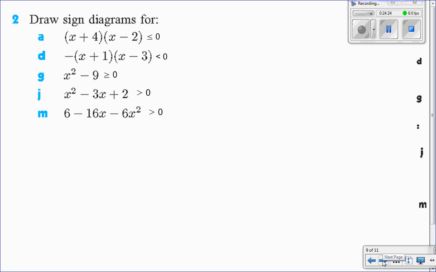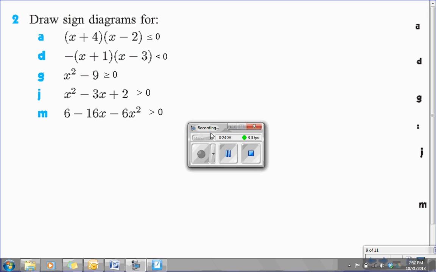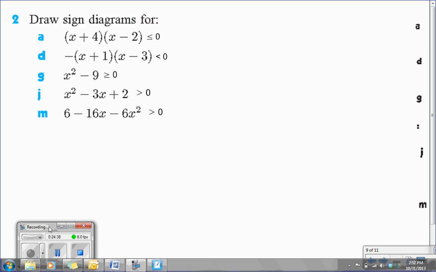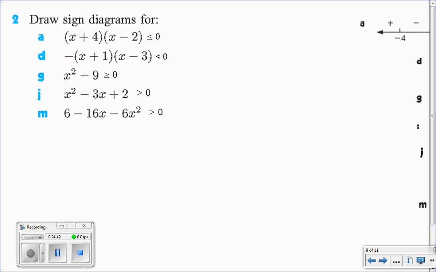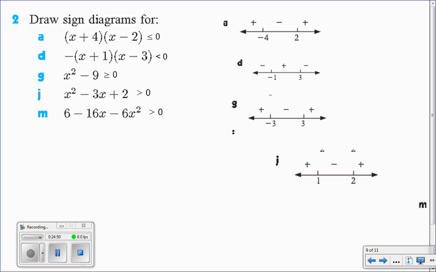Okay, last couple examples. I'll let you work those out. The sign diagrams are here on the left, and I'll be sure to write the answers to each of the questions. So you can hit pause and try and work these out and then check your answers.